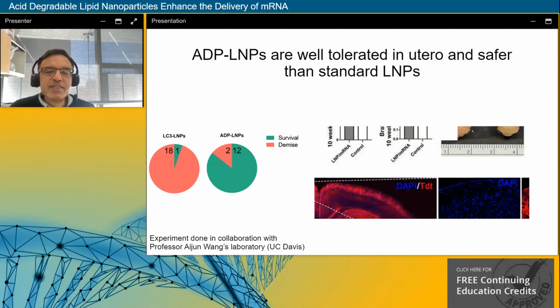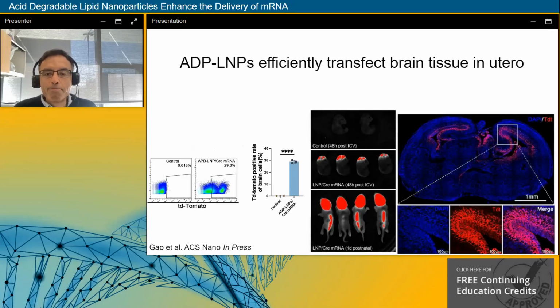But in contrast, if you use standard LNPs, shown on the left here, called LC3 LNPs, those are the standard LNPs with 1% PEG, 18 out of the 19 fetuses died. So only 1 out of 19 fetuses survived versus 12 out of 14 fetuses surviving in the ADP LNP case. So we think that ADP LNPs, because of their dense pegylation, are actually less toxic than traditional LNPs.